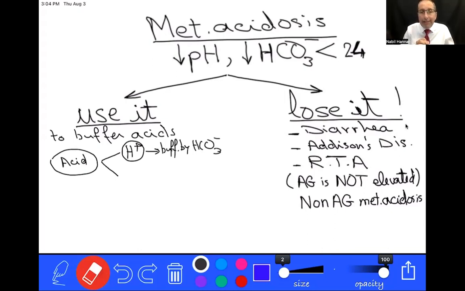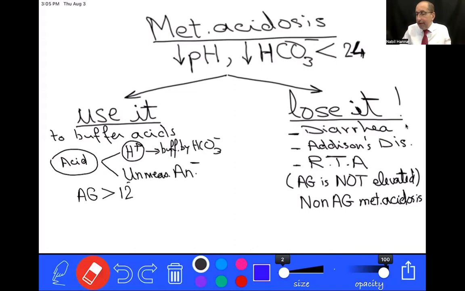And what accumulates in the circulation after you buffer pathologic acids? What will accumulate will be unmeasured anions. Why unmeasured? Because the anions that we measure are chloride and bicarbonate. These are the anions that we measure in the CMP or fishbone. So what will accumulate in the circulation will be unmeasured anions. And in this case, the anion gap will be more than 12.